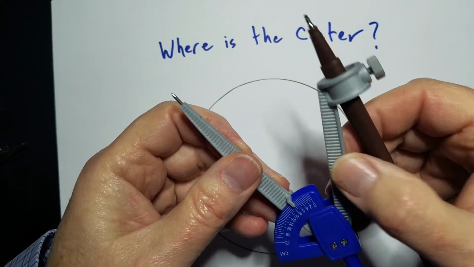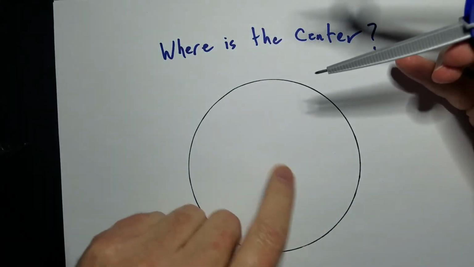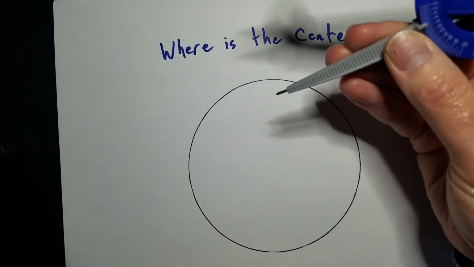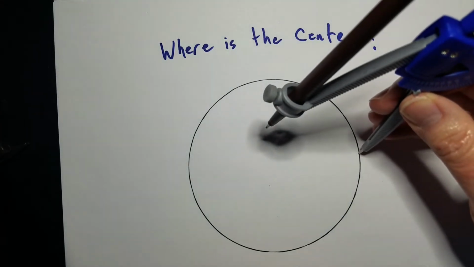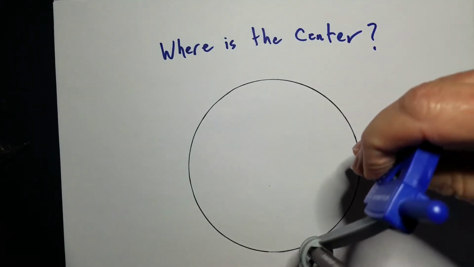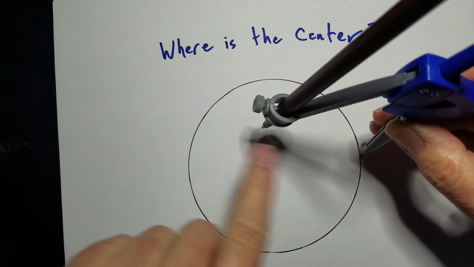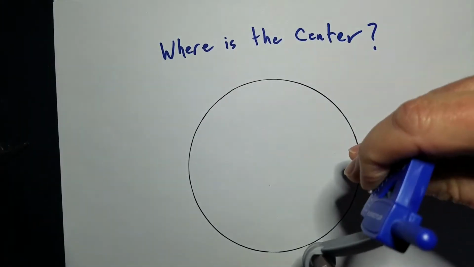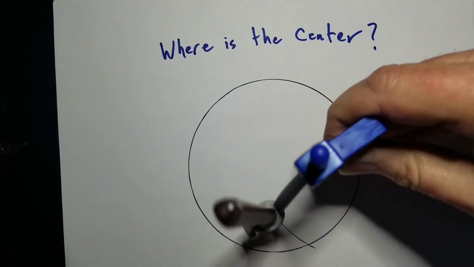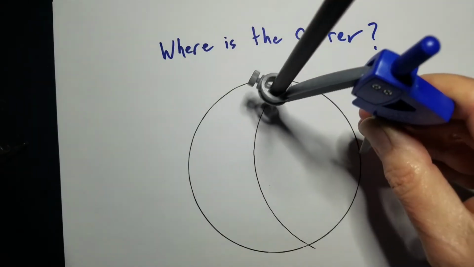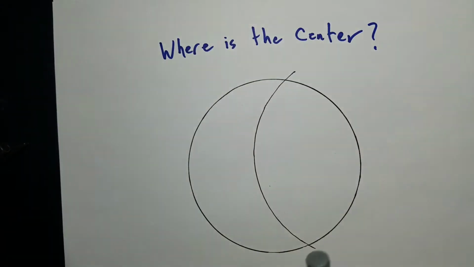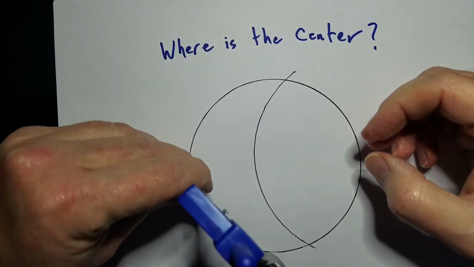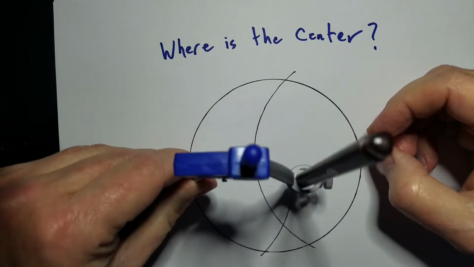So to find the center of this, that we know somewhere is around in there, to find it exactly, just take your compass and put the pointy part on that. And just as long as you've got at least more than half the radius, so as long as it's more than halfway through, then you just draw an arc on one side, and then draw an arc on the other.